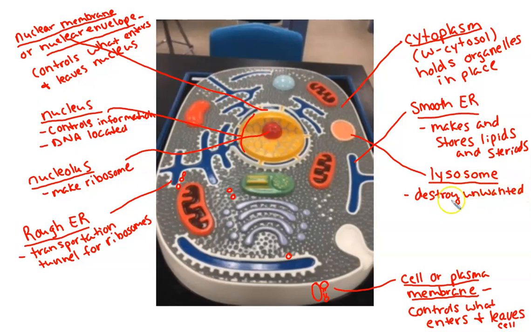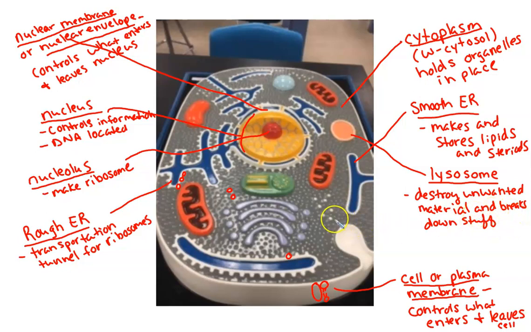It also breaks down food, and it helps recycle dead parts of the cell. If you have a mitochondria or some part of the cell that's not functioning anymore, the lysosomes will help break that down. It destroys unwanted material and breaks down food. I'll just put stuff because there's a lot of stuff it breaks down.